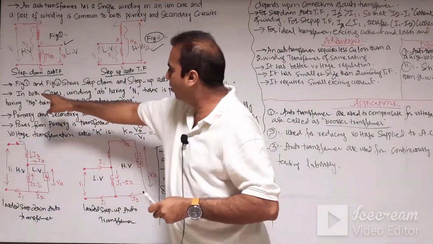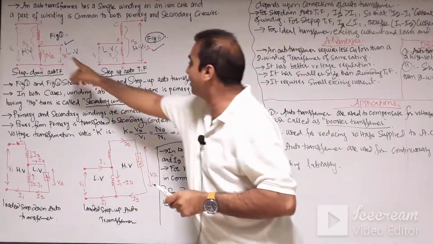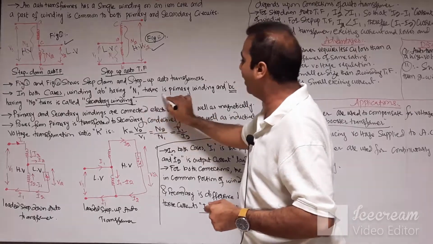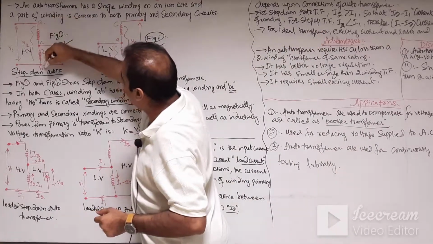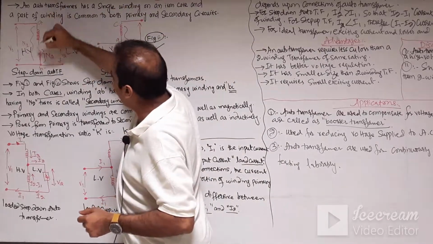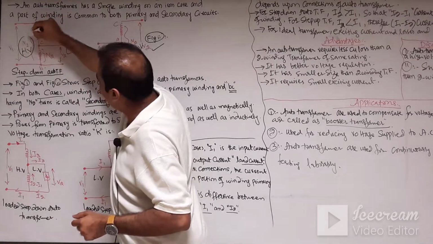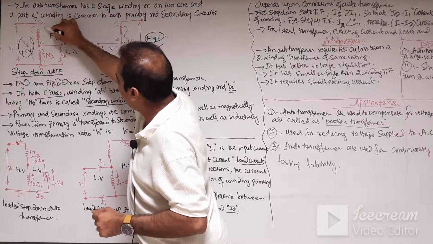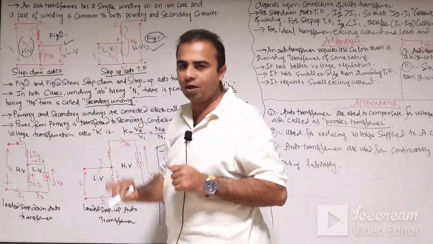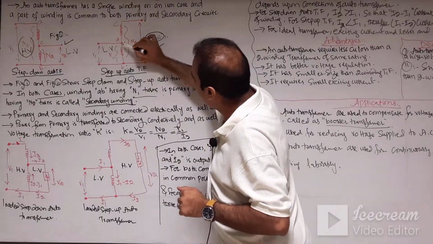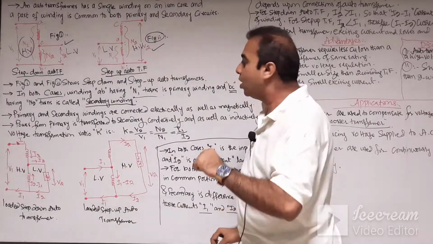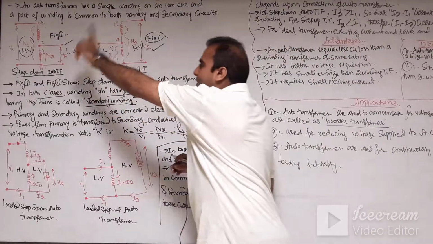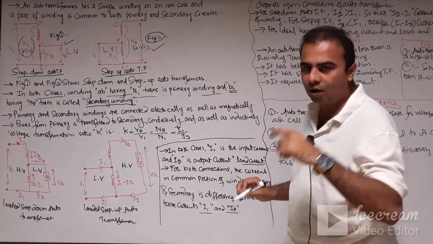As you can see on the board, figures 1 and 2 show the step down and step up autotransformer. In both cases, the winding AB has N1 turns. Here A and B are connected with the HV side in the case of the step down autotransformer, and in the case of the step up autotransformer, the A and B portion is connected with the LV side. So in both cases, the winding AB has N1 turns, and it is called the primary winding.